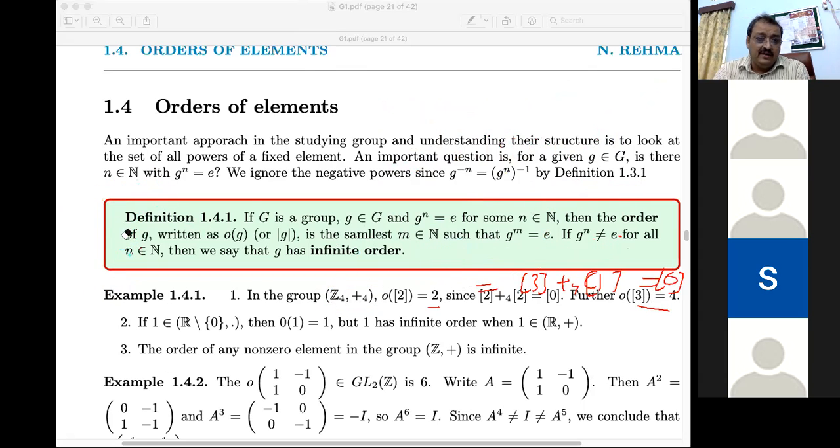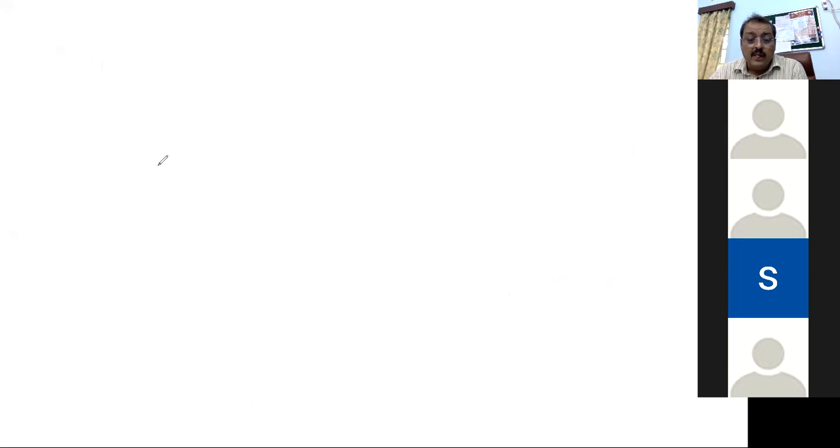For example, I take some group under multiplication. Now I take, for example, G is equal to {1, minus 1, i, minus i}. There are 4 elements.